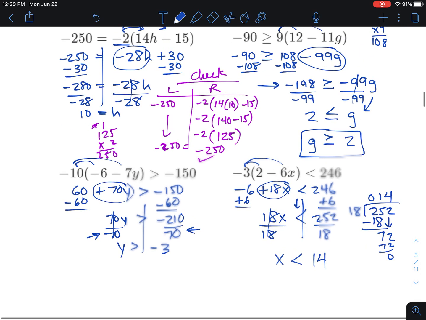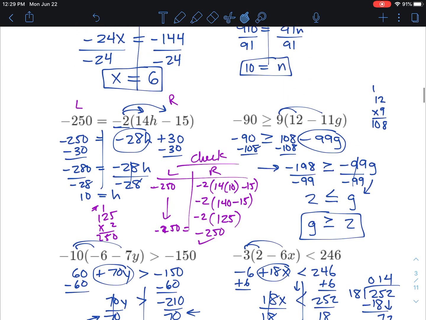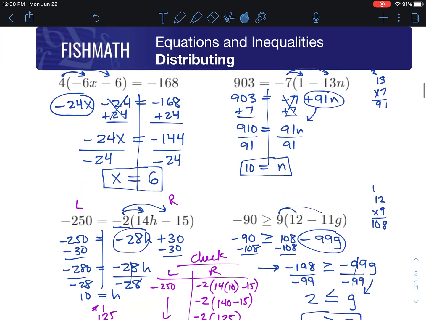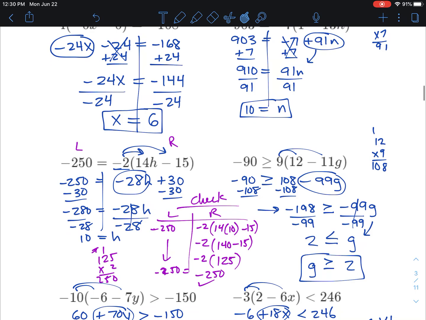And there we have it. That's how we've solved these distributing examples for inequalities and equations. Basically the same steps, just make sure if you divide by a negative, it flips the symbol the other direction.